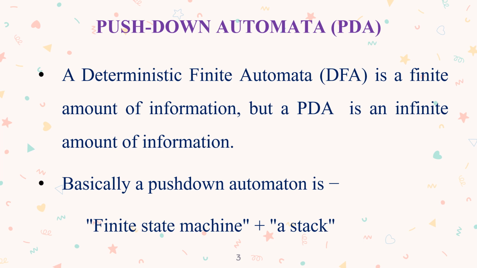Definition. A deterministic finite automaton has a finite amount of information, but a PDA has an infinite amount of information. Basically, a pushdown automaton is a finite state machine, that is epsilon-NFA, non-deterministic finite automata with epsilon, and a stack. The combination of both we can call a pushdown automaton.